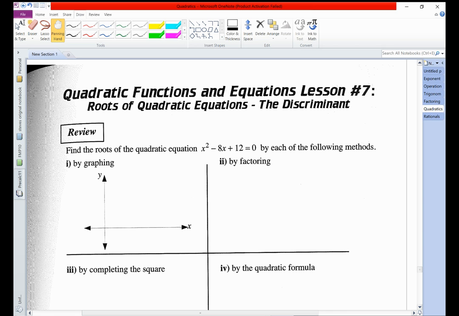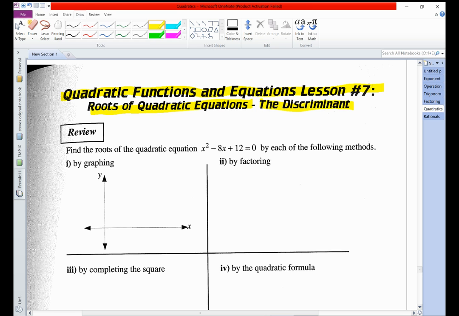Hello everyone and welcome to Quadratics, Functions and Equations Lesson 7, last one of our quadratics unit. So we are going to take a closer look at the roots of quadratic equations, and more importantly we're going to look at something called the discriminant.